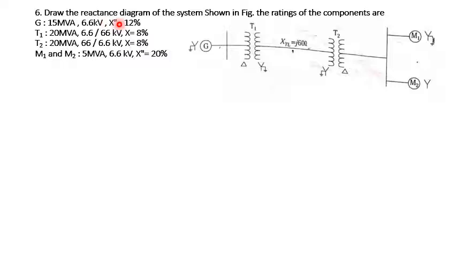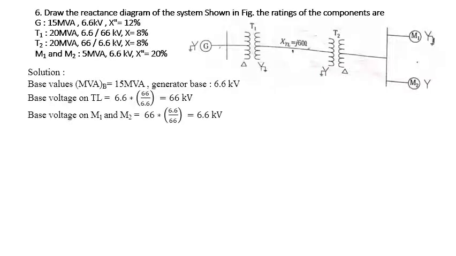No need to worry that it is subtransient. It is reactance, and the steady state and all those things we are going to discuss in the next modules. Let's see. The first thing is we have to choose the MVA base. In this problem they have not mentioned what the MVA base is, so you can choose either the generator as the base, or the transmission line, or the motor as the base. It is left to the person who is solving.